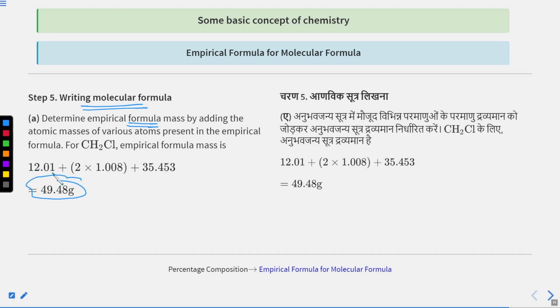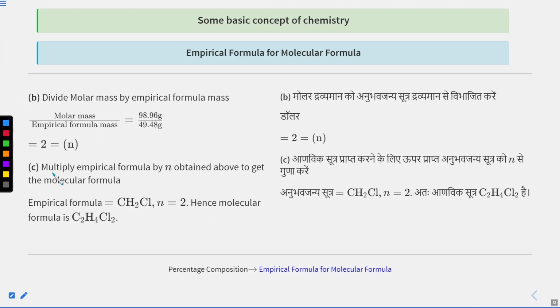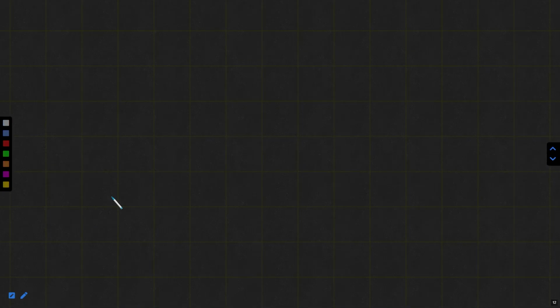We know the molecular formula mass. Then we can divide the molecular formula mass by the empirical formula mass, and we will get the value of n. If you get the value of n as 2, you can multiply the empirical formula by n to get the molecular formula. The empirical formula is CH2Cl, and the molecular formula is 2 into CH2Cl, which means C2H4Cl2. I hope you are very clear about this question.